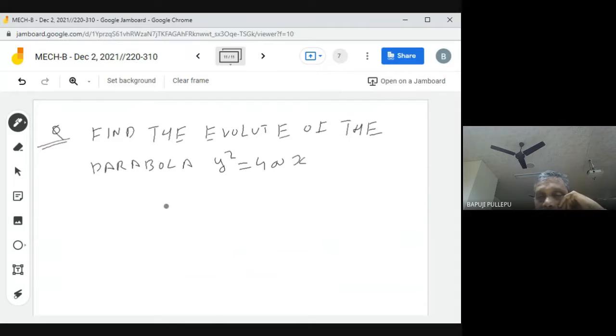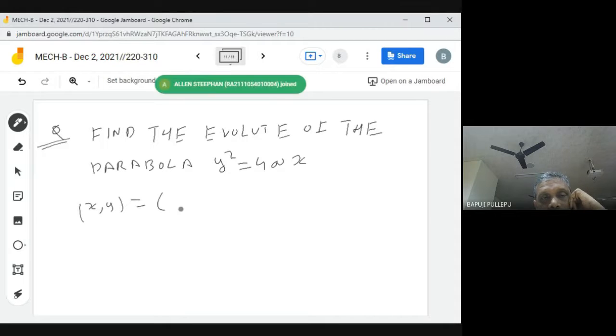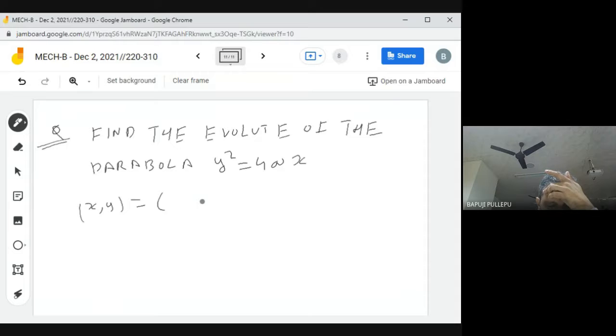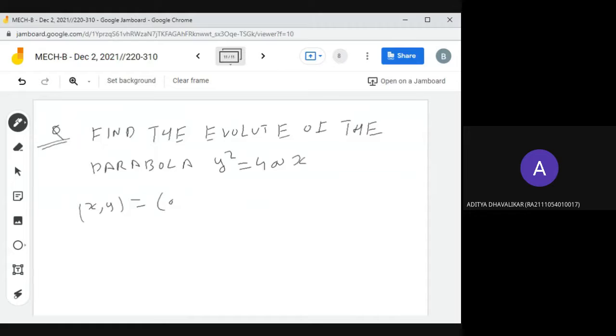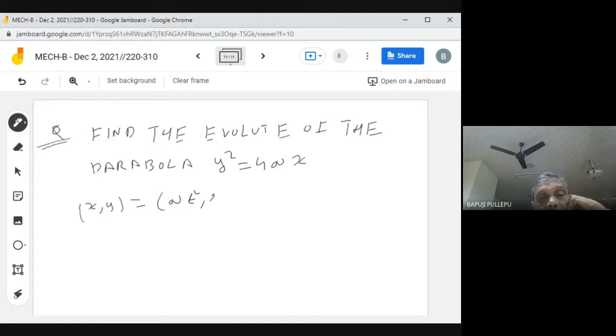Now, y square is equal to 4ax means what you can take for granted? What are the points you can take? Any point, parameter is equal to what you will take? What is the best choice? If you know y square is equal to 4ax, what are the points? x is equal to at square, y is equal to 2at is taken for granted. For any value of t, it should satisfy here. So it's called parametric form.